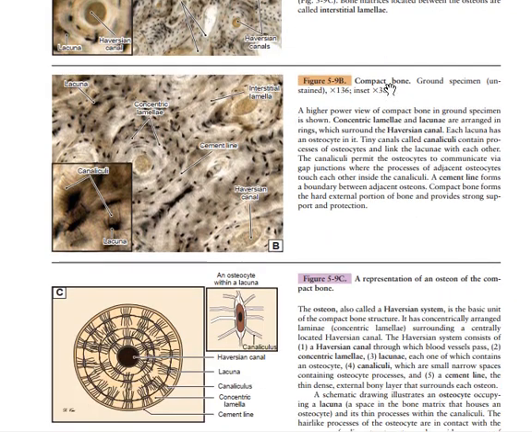The next part is another section of compact bone. Here you can also visualize the interstitial lamellae. We can visualize the Haversian canal, the concentric lamellae, and you can visualize the cement line.